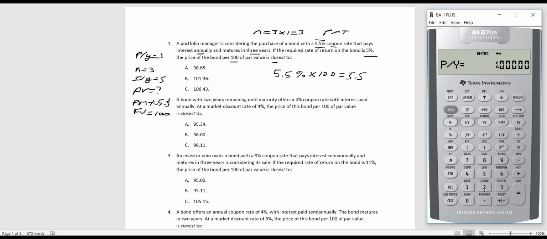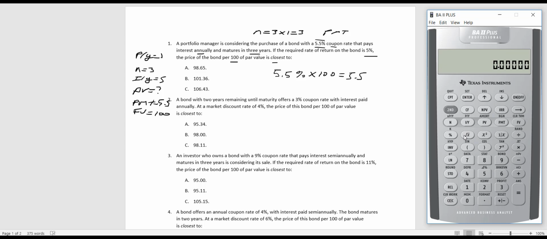If it was semi-annual, remember, how do we change it? We do 2, enter, and then just clear it. Okay, so we can see second P/Y is set at 2. We want it back to annual, so we hit 1, enter, clear, clear. Okay, so we'll just check it. Second P/Y, yeah, we're set right.